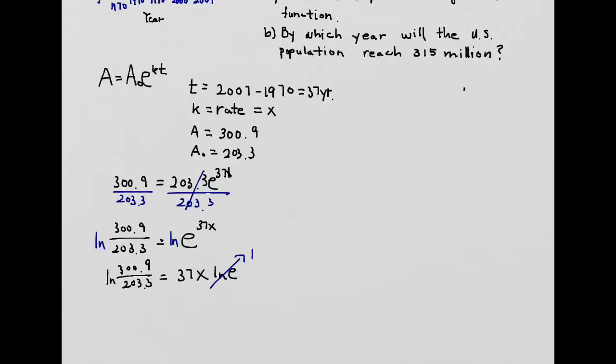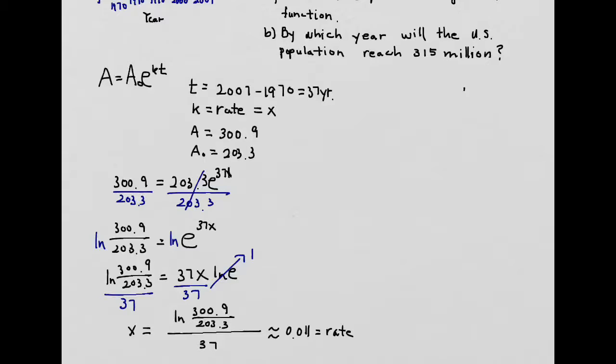And it means that if you want to isolate x, you need to divide both sides by 37. So your x should be ln of 300.9 over 203.3, all over 37. And when you plug that into the calculator, you're going to get somewhere close to 0.011, which is going to be your rate.